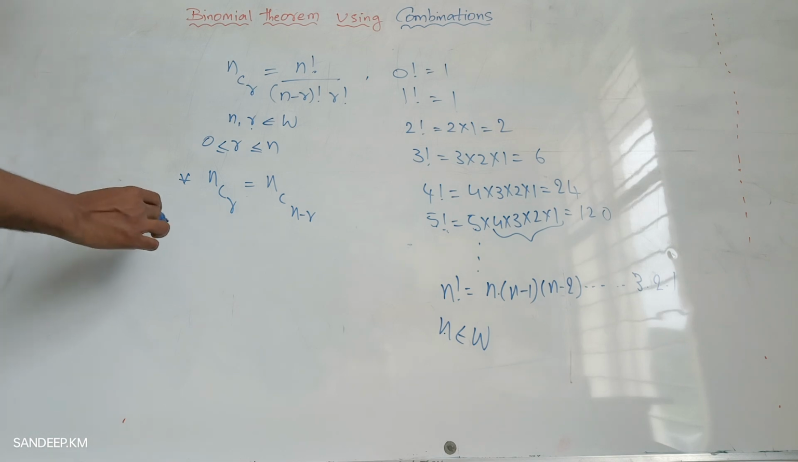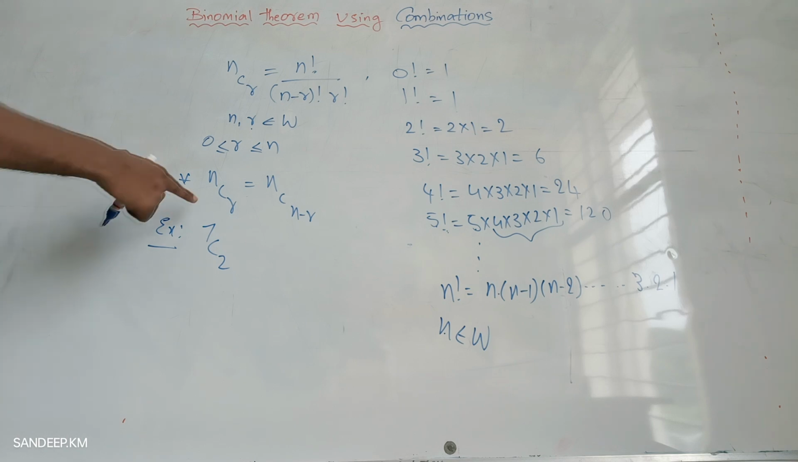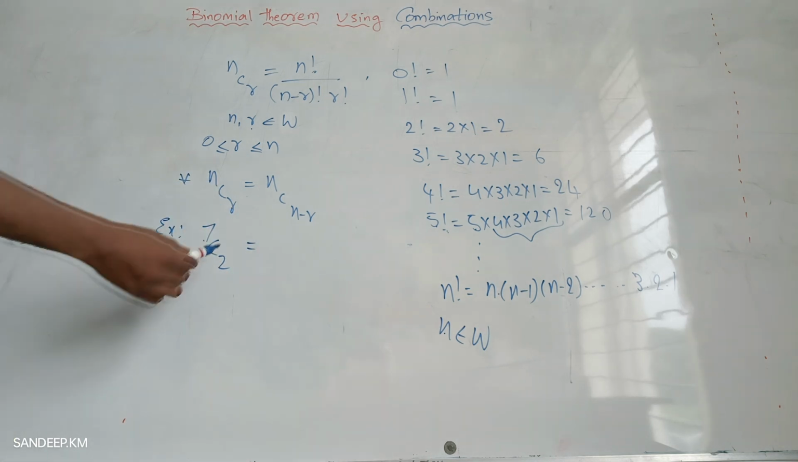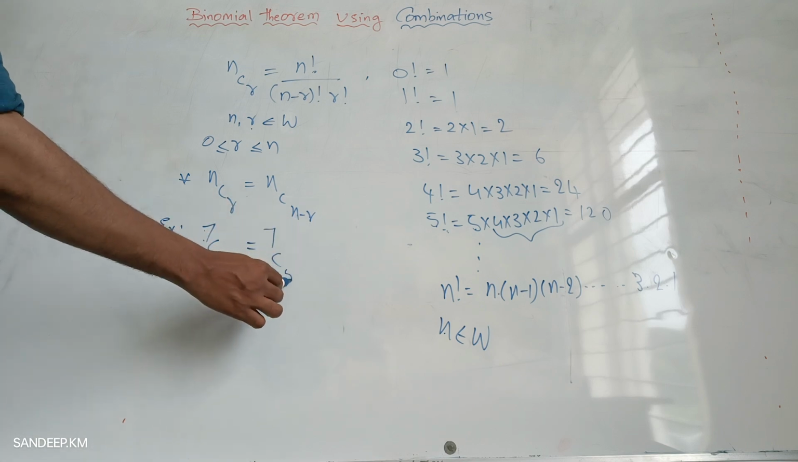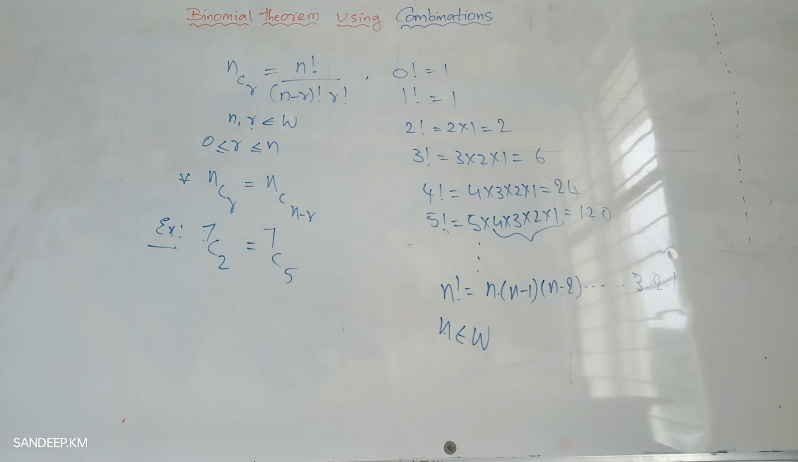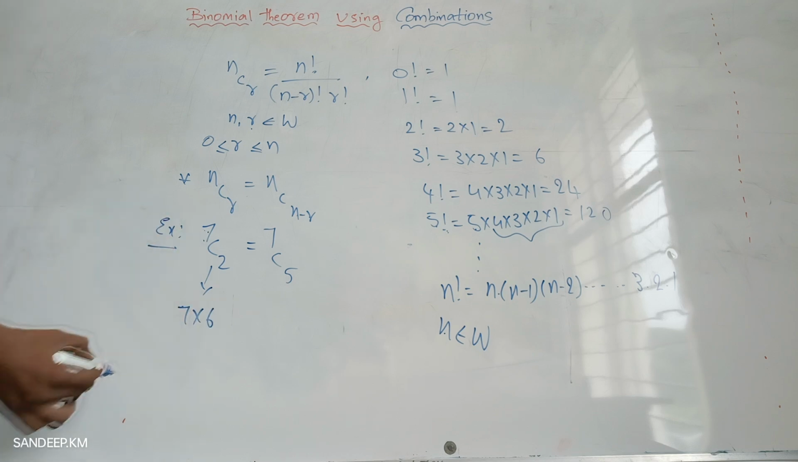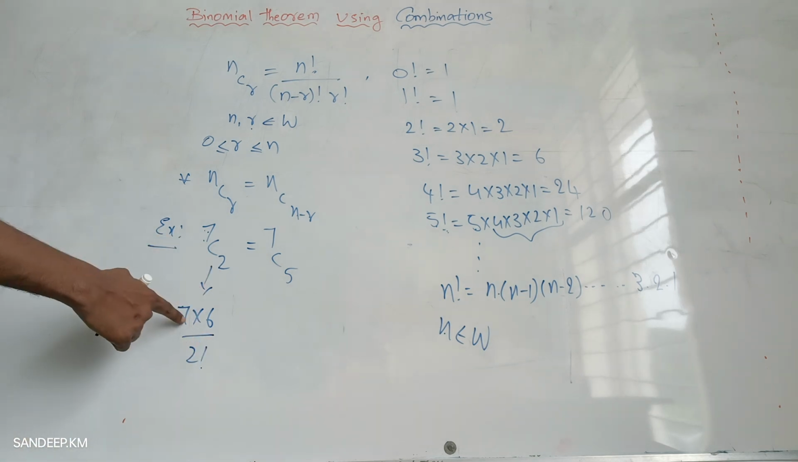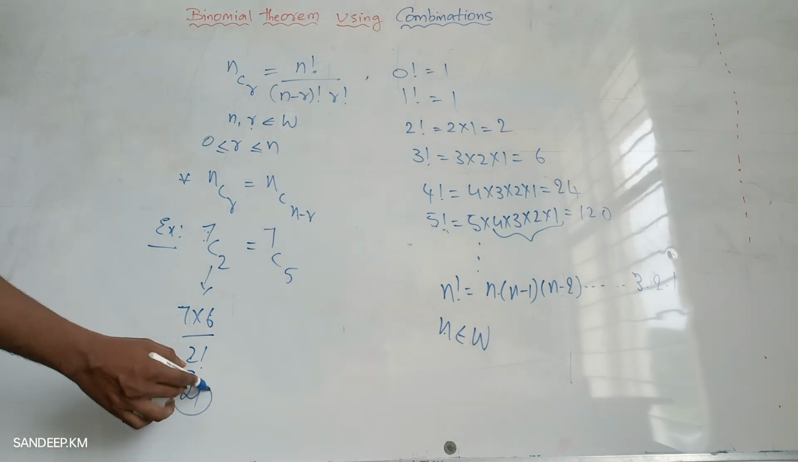Let me check. Example, 7C2 according to this formula is same as what? N value is 7 and R value is 2. So 7C2 is same as 7C(7 minus 2). 7 minus 2 is 5. Let me check whether it is true or not using the shortcut. What is 7C2? Starting from 7 I should write 2 numbers in decreasing order divided by 2 factorial. So 7, 2 1s are 2, 3 7s are 21. So LHS value is 21.